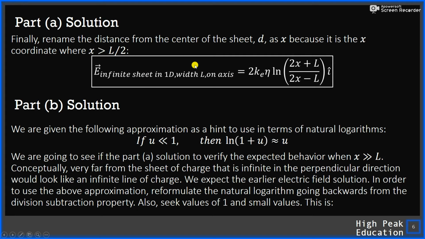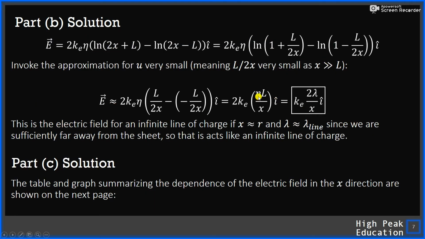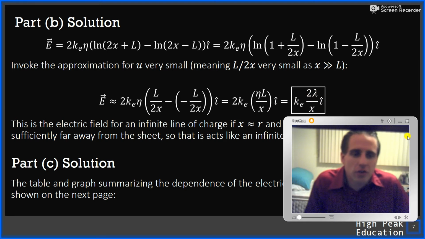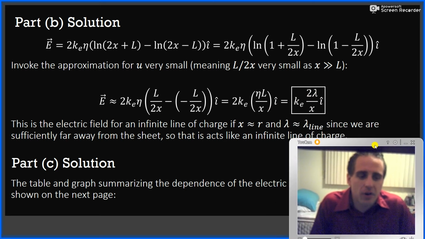So the idea is that we get eta times L is like lambda, and then 2 can come up here because it's just commutative. This is like 2 over 1, so you get 2 lambda over x times ke and an I hat. Notice that this is the electric field for an infinite line of charge. So we already saw this before.